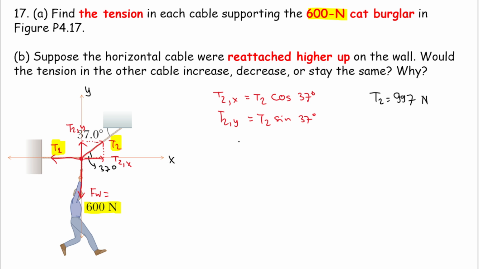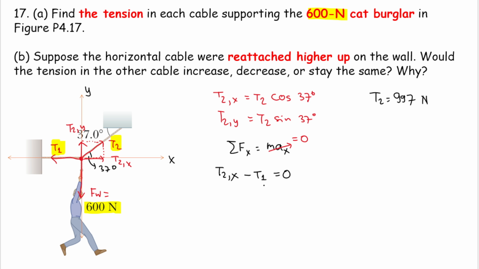Now for the horizontal direction, we will have the net force in the x direction equal to the mass times acceleration in the x direction. Here we also do not have acceleration, so that will equal 0. In the positive direction, I will have T2,x, and in the negative direction, I will have minus T1. And all of that equals 0.